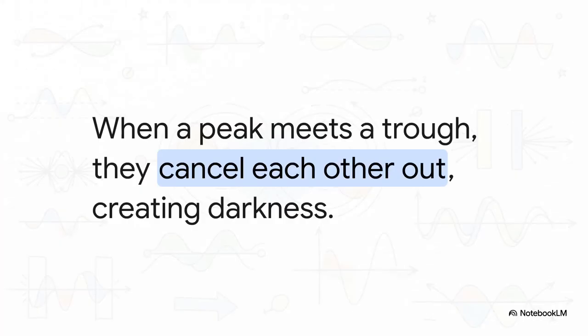Now, on the flip side, what if they arrive perfectly out of sync? A peak from one wave meets a trough from the other. Well, now they're working against each other. And if their amplitudes are the same, they will completely cancel each other out. You get zero amplitude. For light, that means no intensity. You get darkness. That's destructive interference. And really, these two outcomes, bright and dark, are the fundamental building blocks of every interference pattern you'll ever see.